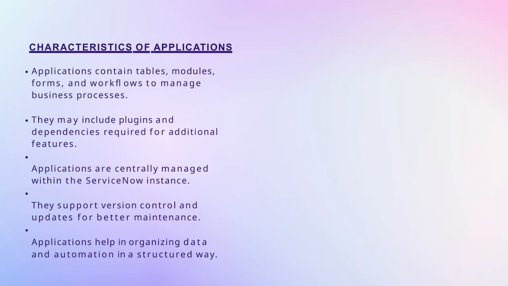Applications contain various components like tables, modules, forms, and workflows, all of which work together to help manage business processes more effectively. These elements are essential because they enable us to organize and automate tasks within the system, making daily operations smoother. They may also include plugins and dependencies, which are important for adding extra features or extending the application's capabilities. This flexibility allows us to tailor applications to meet specific needs and enhance functionality. All applications are centrally managed within the ServiceNow instance, meaning everything is maintained in one place.